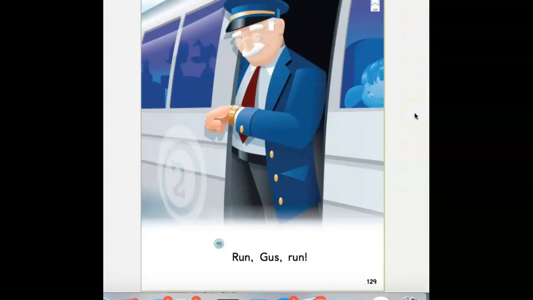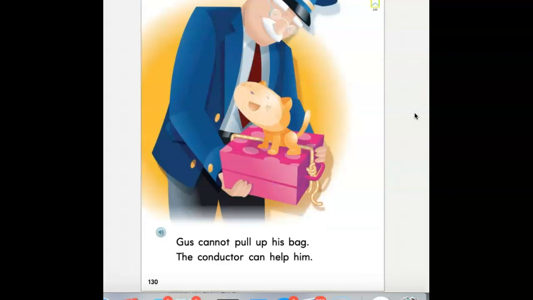Run, Gus, run. So say it with me. Run, Gus, run. Gus cannot pull up his bag. Read it with me. Gus cannot pull up his bag. The conductor can help him. Read that with me. The conductor can help him.